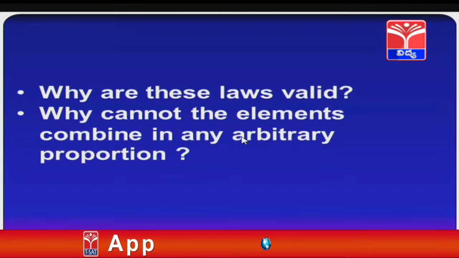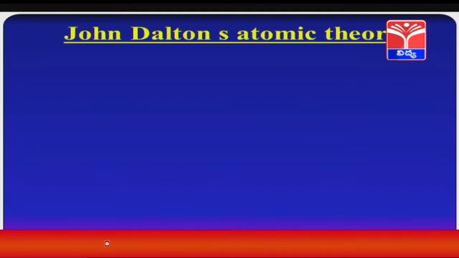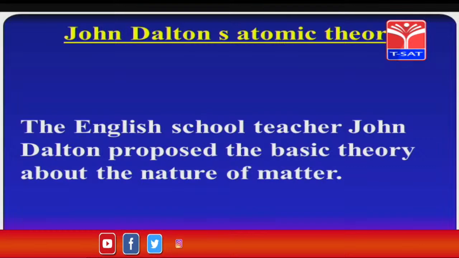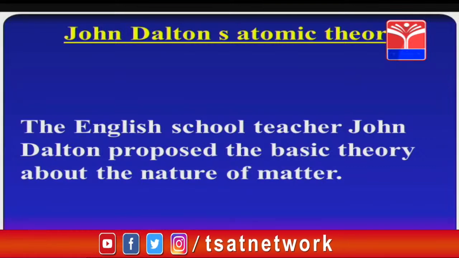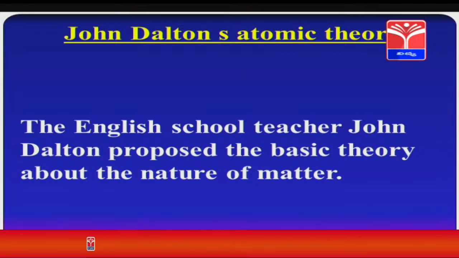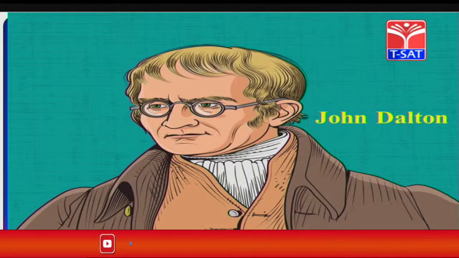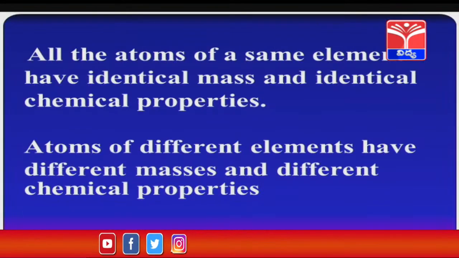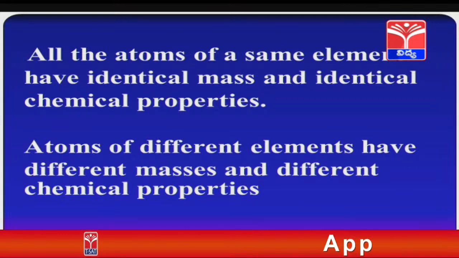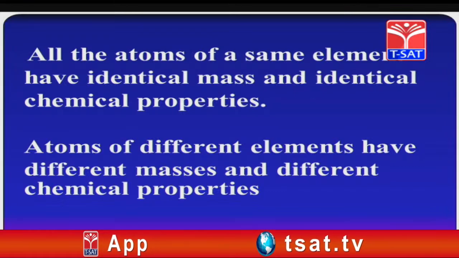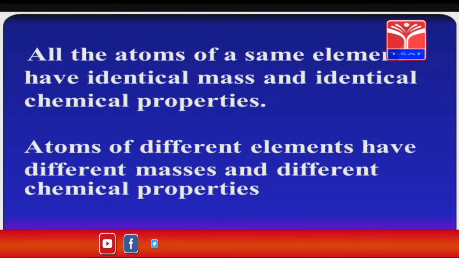Because these elements combine together to form molecules. So, here we come with another theory given by John Dalton. John Dalton's atomic theory. John Dalton was an English school teacher. He proposed a basic theory about the nature of matter. Look at this picture. He is Mr. John Dalton. He said that all the atoms of the same element have identical mass and identical chemical properties. Atoms of different elements have different masses and different chemical properties.